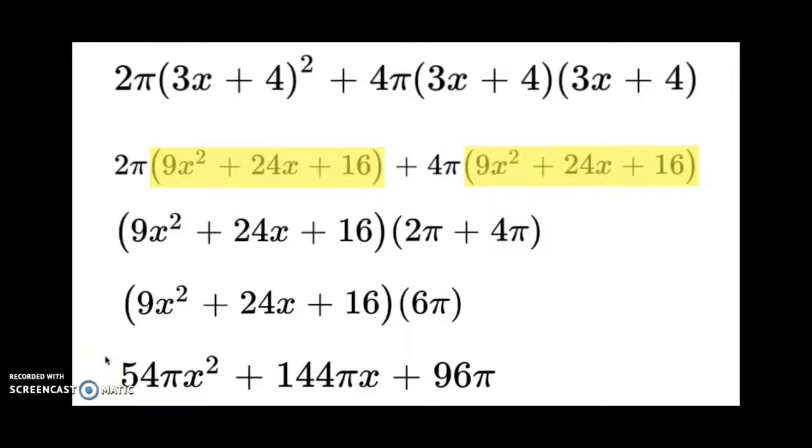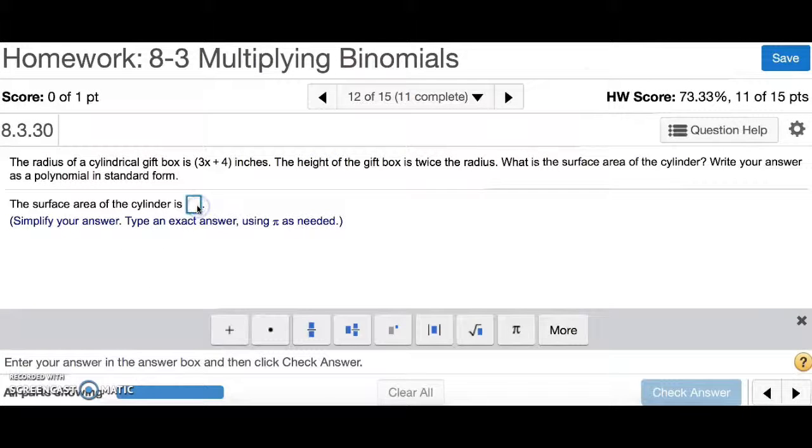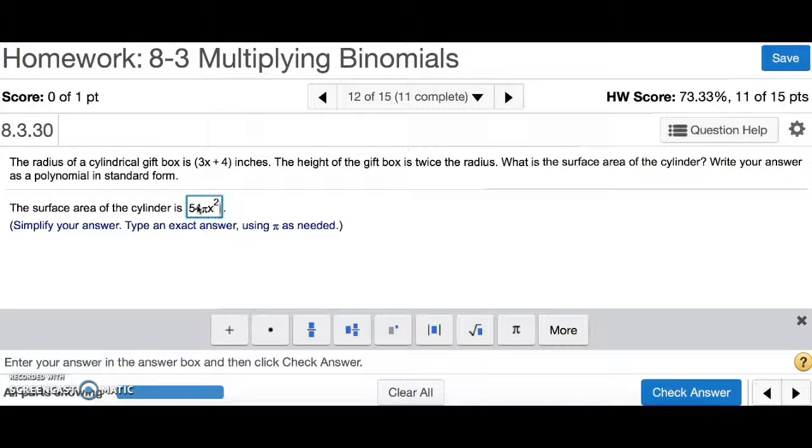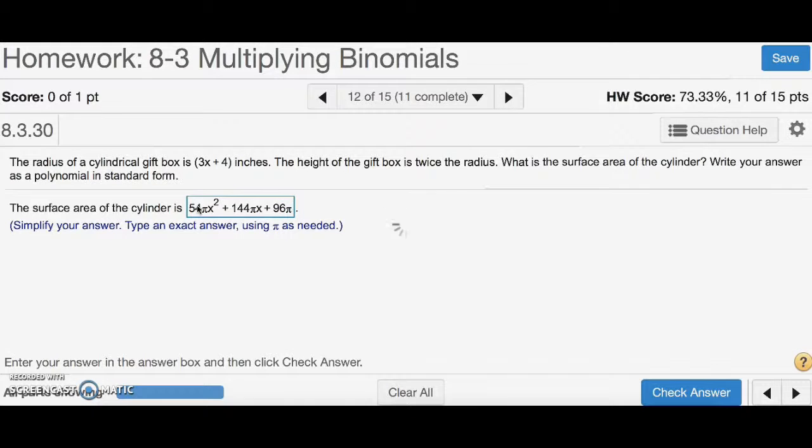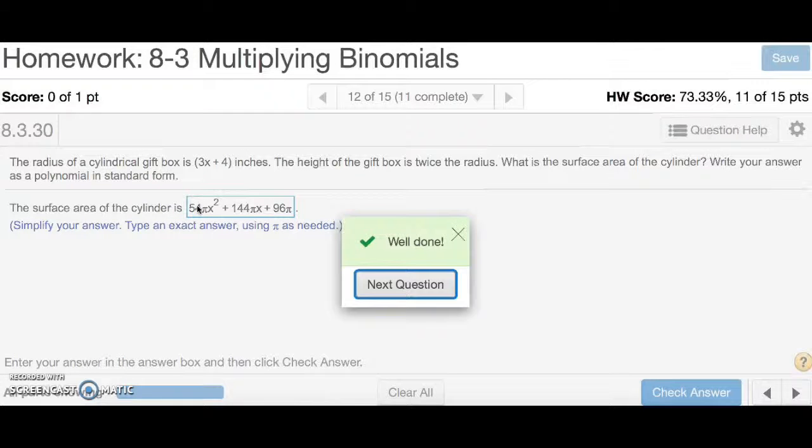And this is our answer, so let's put that in. So we type in 54 pi x squared plus 144 pi x plus 96 pi. Which is correct, so that's number 12.